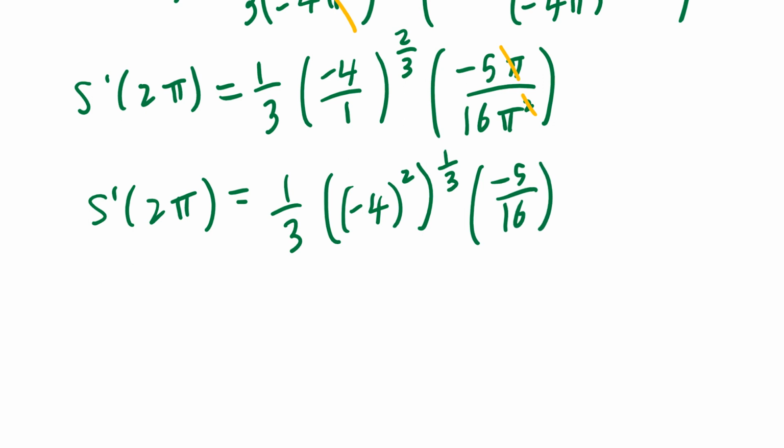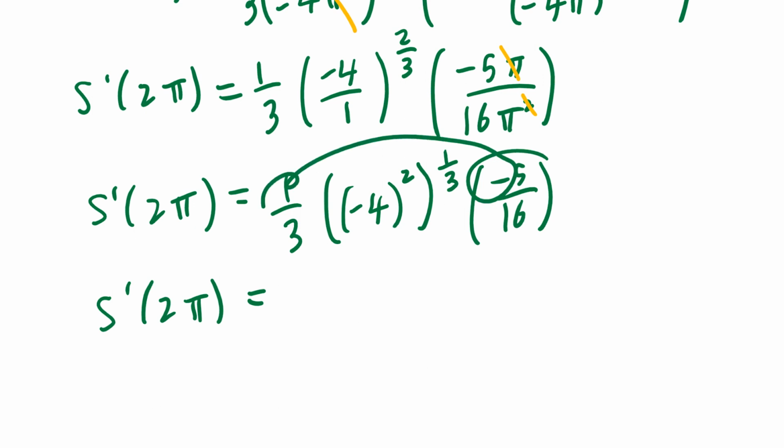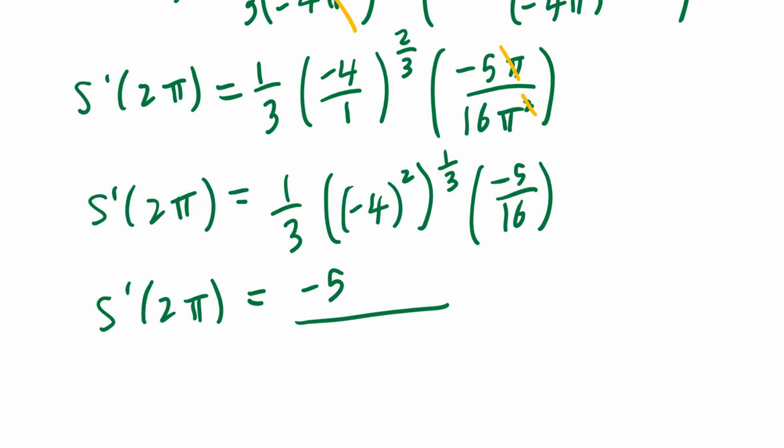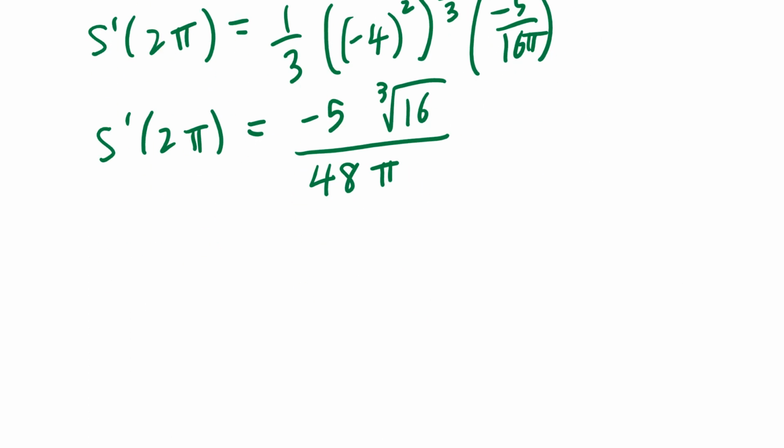Now, let's keep going. We're so close to the end here. S prime of 2 pi equals, I take negative 5 times 1, that's going to be negative 5, divided by 3 times 16, that's going to be 48. Don't forget the pi. And if I think about this, this is going to be the cube root of 16. Now, this is not the final answer because if you really look at this, you can simplify this a little bit more.